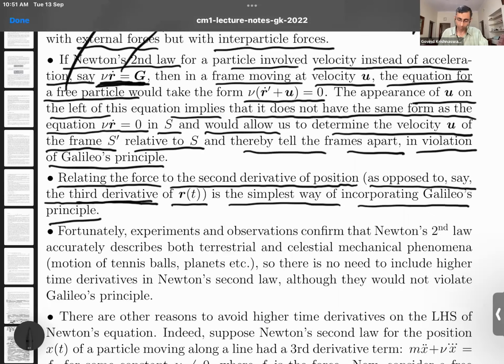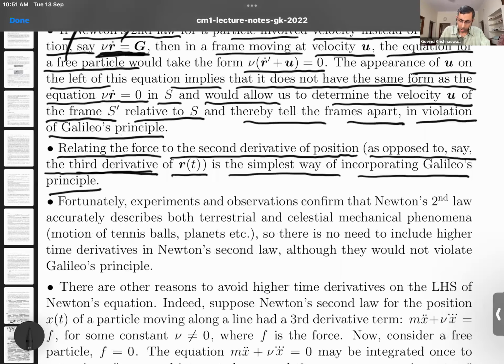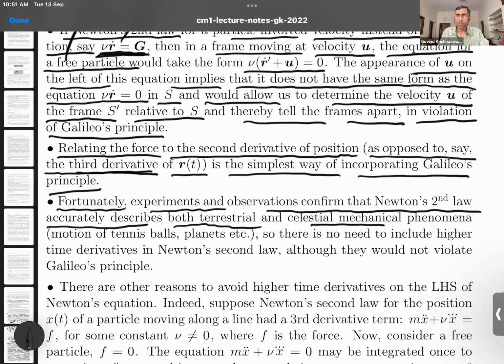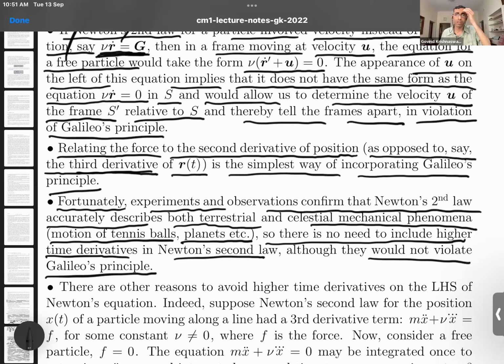Let me clarify this. Fortunately, experiments and observations confirm that Newton's second law accurately describes both terrestrial and celestial mechanical phenomena, motion of tennis balls, planets, etc. That is, when I say Newton's second law, I mean the one with the second derivative term. So there is no need to include higher derivative terms, although they would not violate Galileo's principle. If you differentiate R prime equal to R minus Ut three times, the U term will go away. So it doesn't violate Galileo's principle, but the current Newton's second law already does the proper job. So there is no need to include third derivative or other such terms.